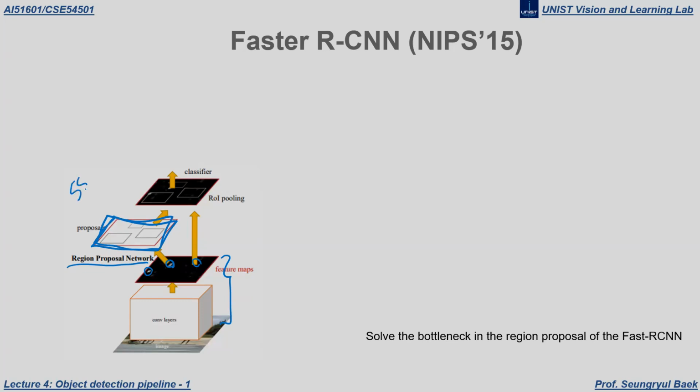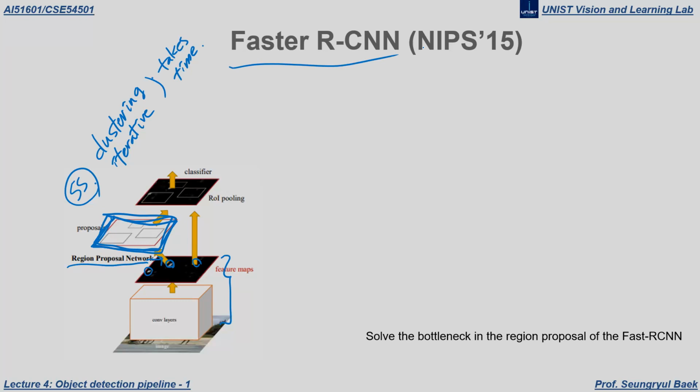The selective search algorithm involves clustering of pixels, and it is an iterative algorithm that takes time. Also, the result is not optimal. Here they want to make the boxes using one-pass inference with the CNN, and they also want to learn these boxes from the data. So Faster R-CNN is a little bit faster than Fast R-CNN, and also more accurate. It solves the bottleneck in the region proposal of Fast R-CNN by inferring the proposals additionally.